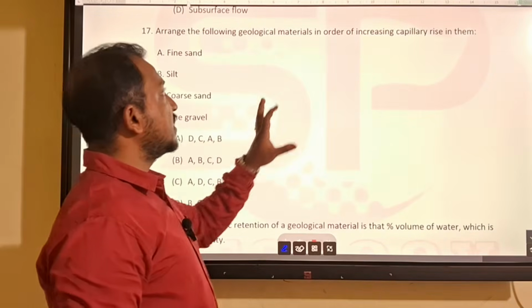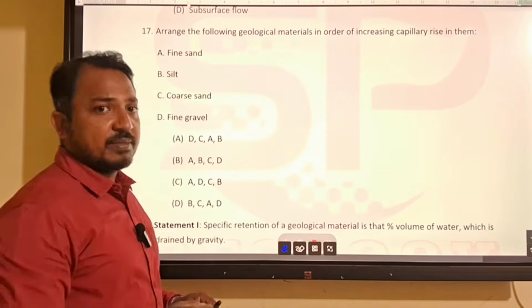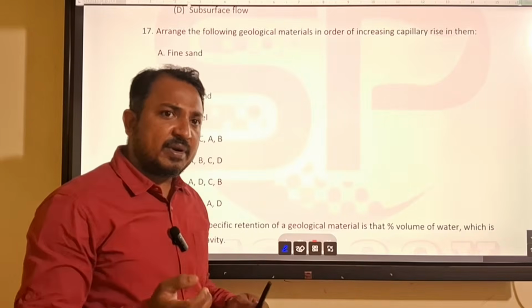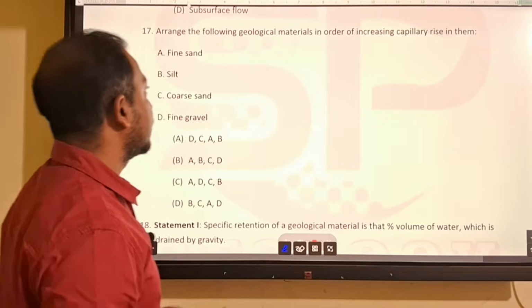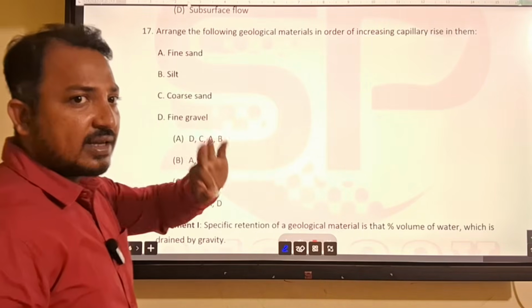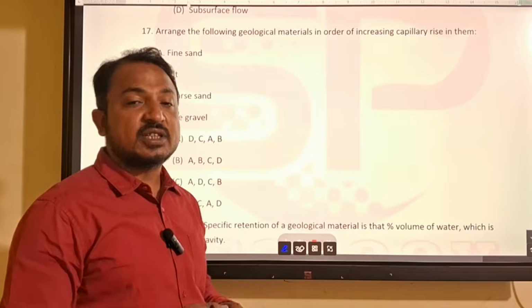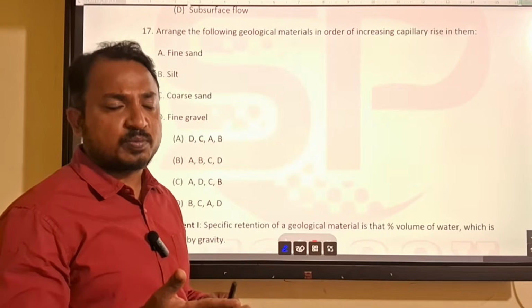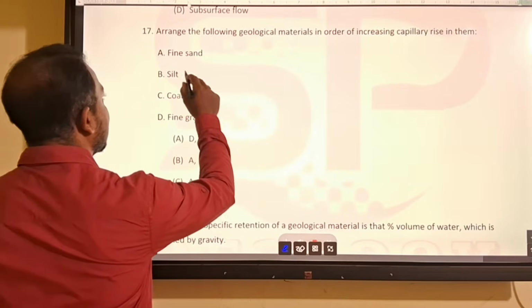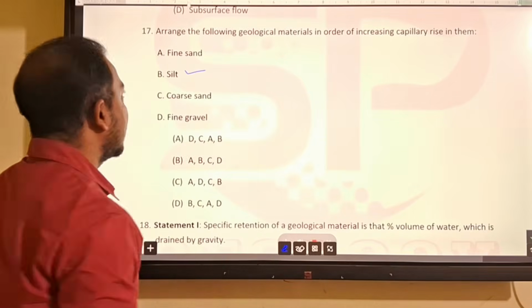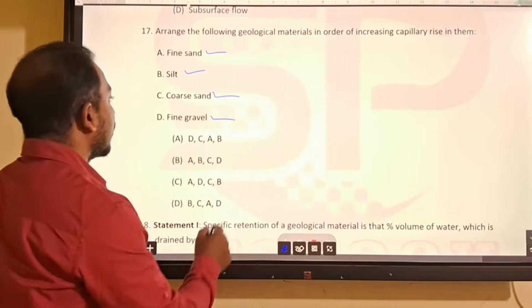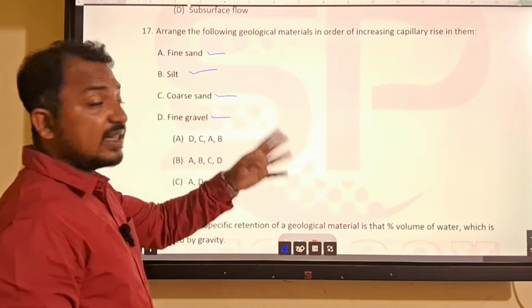Arrange the following geological materials in order of increasing capillary rise in them. Capillary rise depends upon the diameter of the pore space. The lesser the diameter, the more the capillary rise. So you have to consider which has the smallest pore space in terms of diameter. Here silt is the smallest one. Then we have fine sand, then coarse sand, then gravel. We have to arrange in increasing order.